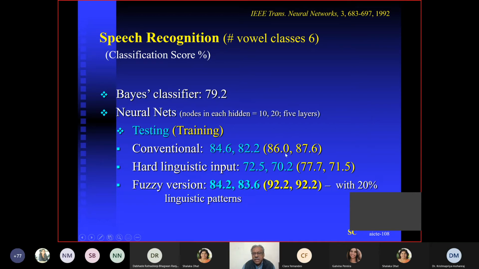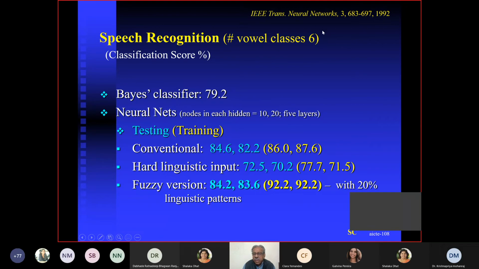So you can see that during training, it has 86 as maximum. Similarly, during testing, it has got 84. Though it is almost close, it has the advantage that it can handle 20% linguistic patterns, which these 2 models cannot handle. Therefore, this is the merit of this scheme.